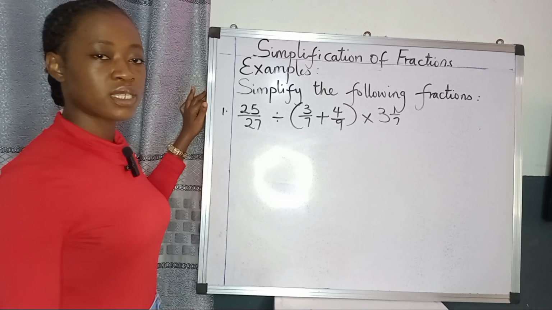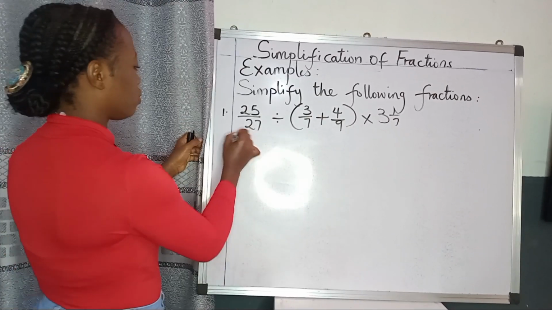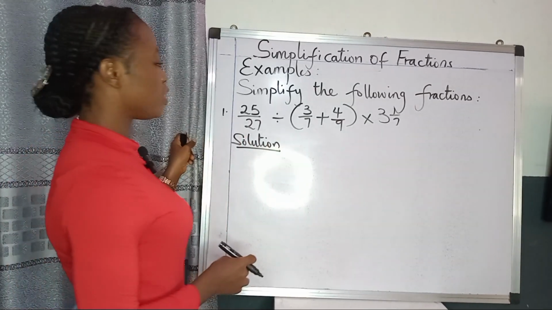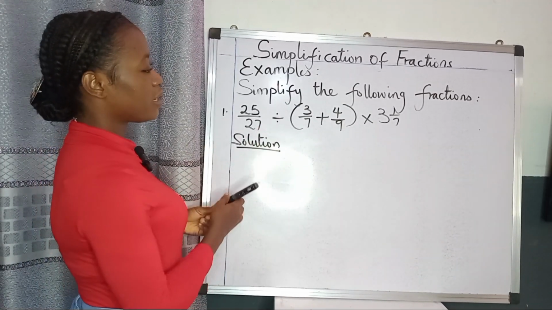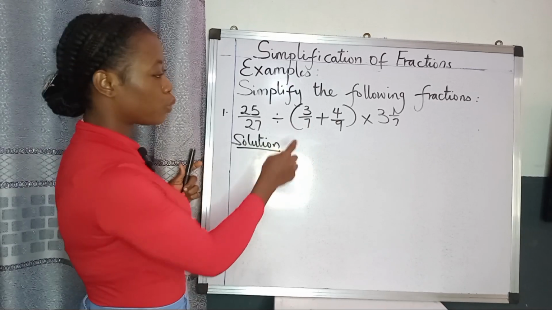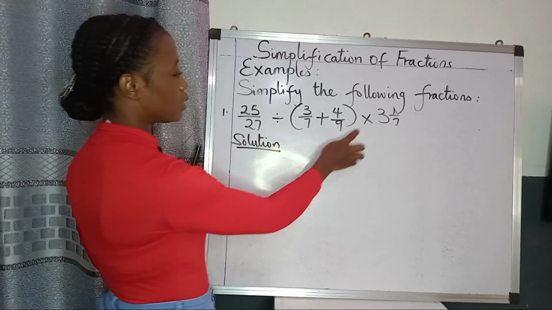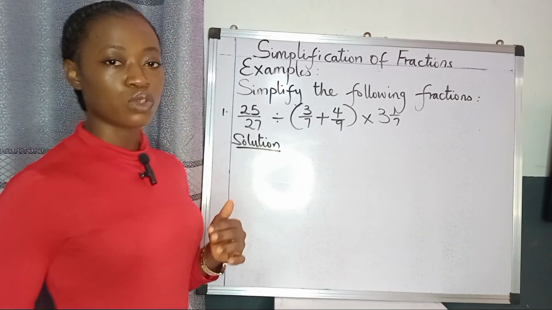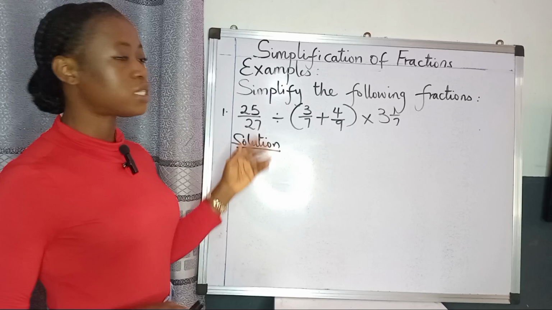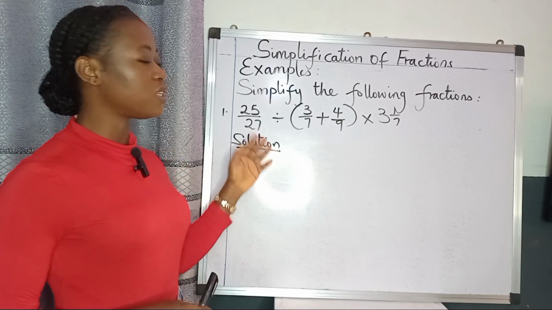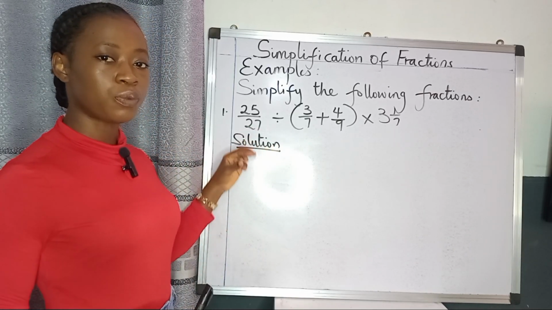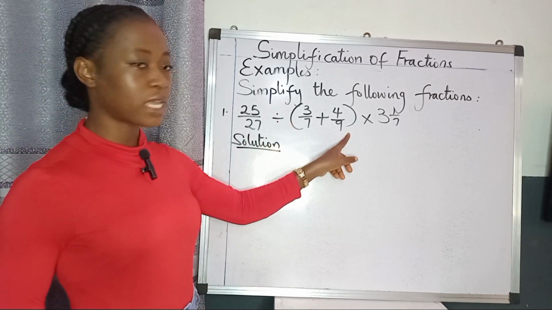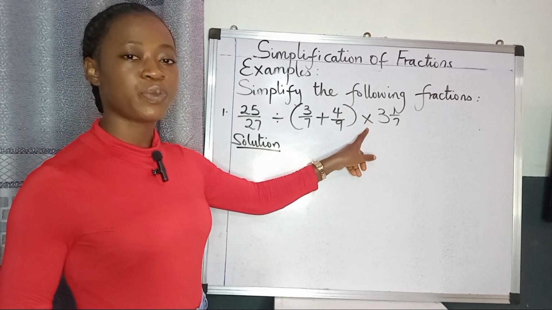So back to our first example, we have 25/27 divided by, open brackets, 3/7 plus 4/9, close brackets, multiplied by 3 whole number 1/7. Now, the first thing to take note of is the sign that you have there. You take note of the signs that you have in this operation, okay? Now, looking at this, I have division sign. I have the sign of brackets. I also have multiplication sign.